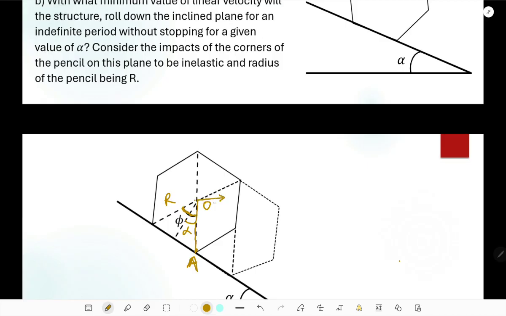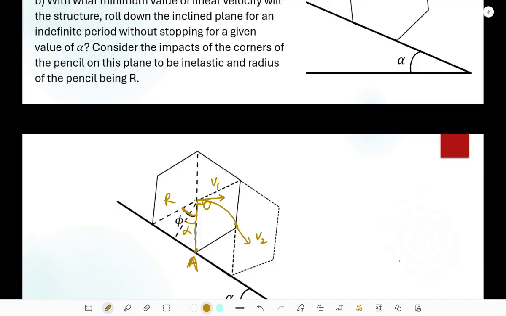We need to give this a velocity v1, in a direction perpendicular to the line OA, and then it will start moving around this point A in a circle, and suppose it reaches here. By moving, it reaches here, and its velocity here will be something v2. So we need to find out what is the value of v2.